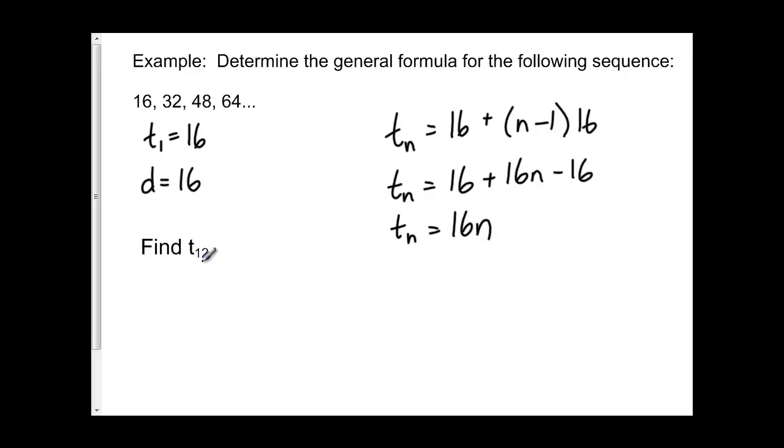Now the next part of the question wants me to find T12. So I'm going to substitute the 12 in for the n, and I get T12 equals 16 times 12, which is going to give me 192. So what that tells me is the 12th term of the sequence I've got there is 192.